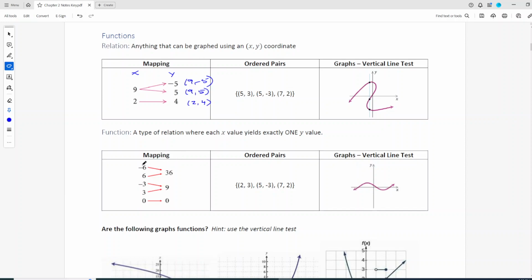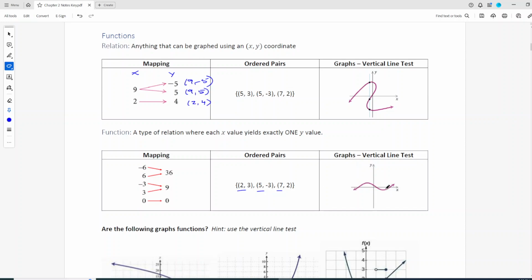For example, the -6 only maps to 36, whereas up here, the 9 matched to -5 and 5, and that was okay. There's a relationship, but this is a functional relationship. Every x value, or every input, only gives you one output. In the ordered pairs, what you're looking for is that every x value is only written once. It doesn't matter if y values are repeated, it's just that the x values can only be written once.